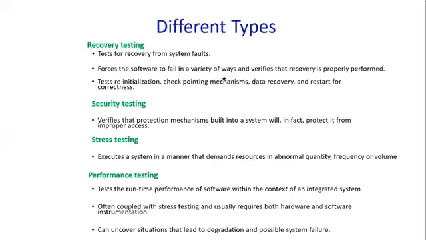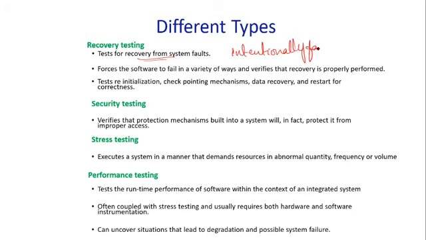The next is system testing. Now within system testing, there are again different types of testing. You've got recovery testing, security testing, stress testing, and performance testing. Now recovery testing is you're going to test for recovery from system faults. When you've designed a system, you might intentionally pull the plug of the system and you're going to see how the files are going to be saved, whether they're going to be auto-saved or all the data that you were working on is going to be lost.